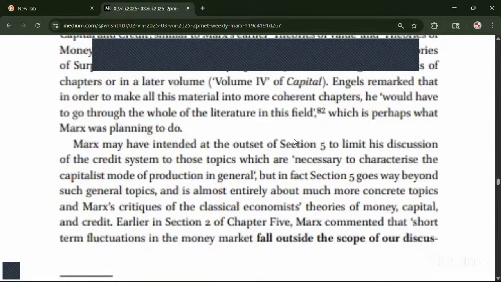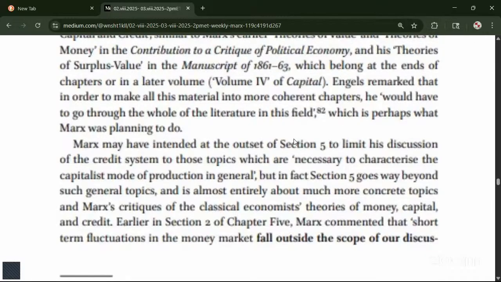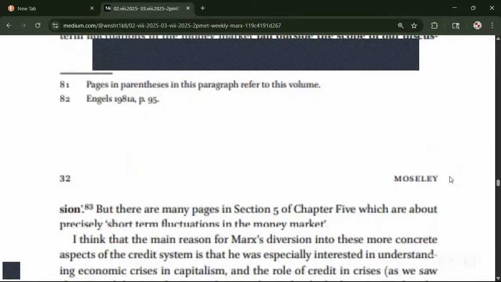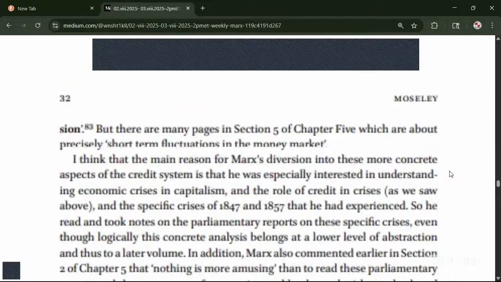It is almost entirely about much more concrete topics and Marx's critique of the classical economists' theories of money, capital, and credit. Earlier, in Section 2 of Chapter 5, Marx commented that, "short-term fluctuations in the money market fall outside the scope of our discussion," footnote 83. But there are many pages in Section 5 of Chapter 5 which are about precisely short-term fluctuations in the money market.